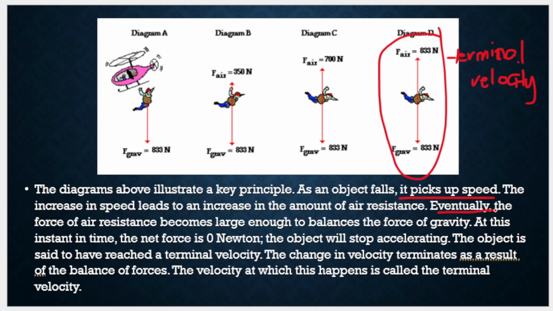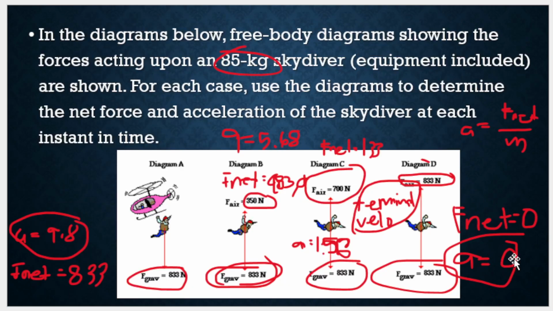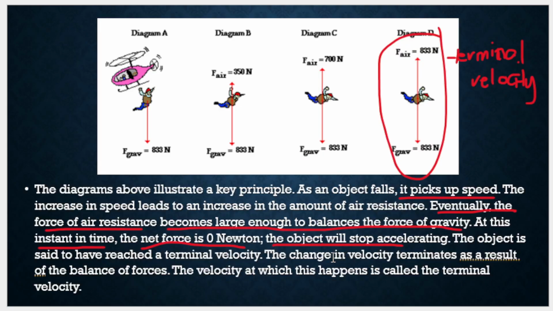Okay, so eventually, the force of air resistance becomes large enough to balance the force of gravity. At this instant in time, the net force is 0 Newton. The object will stop accelerating. That is why our acceleration here is 0. It can no longer accelerate. So the object is said to have reached the terminal velocity. It has reached it.